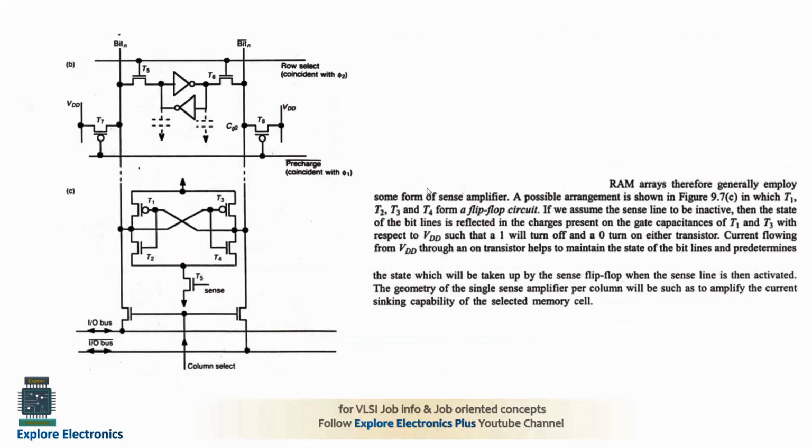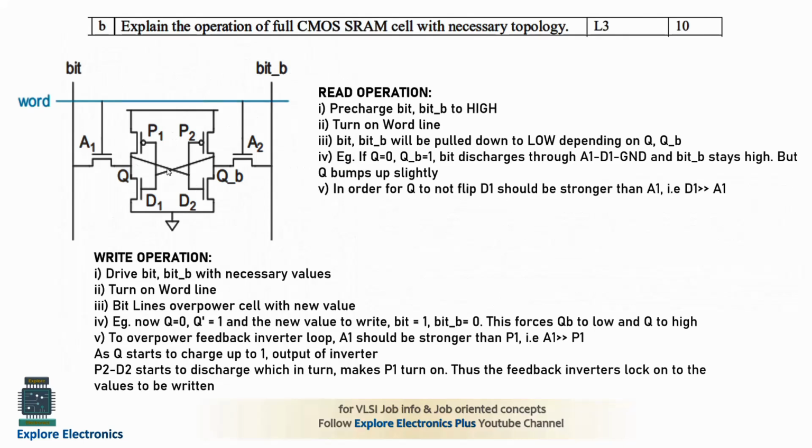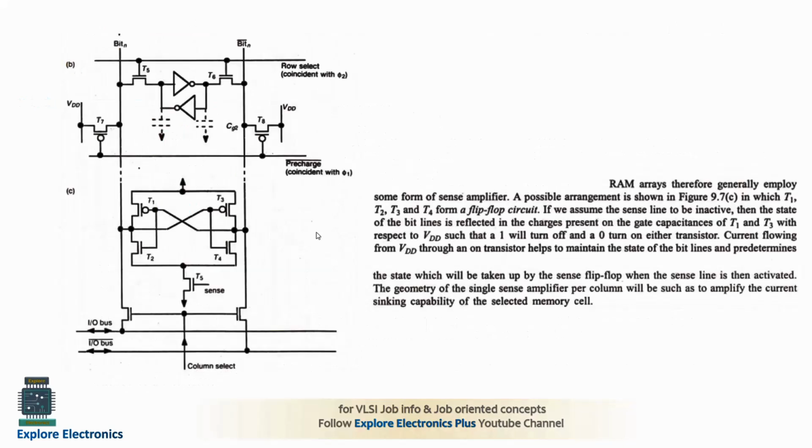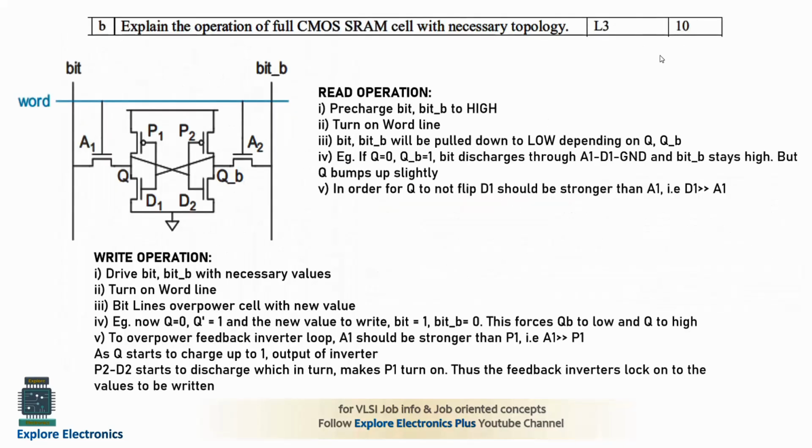And also you can write the sense amplifier with this. You can see in this figure the top one is again the 6T SRAM that I have explained here, but the below one is the sense amplifier. This sense amplifier can also be explained. Here the explanation is given since it is asked for 10 marks.